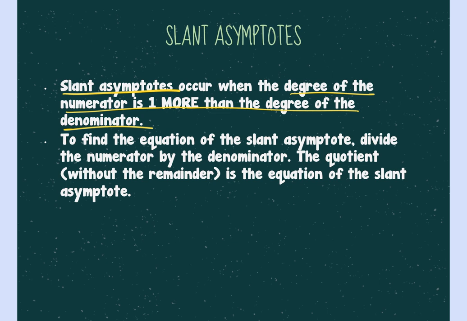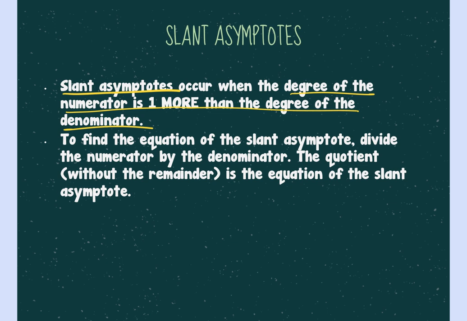If you remember yesterday, we said if the exponent in the top is bigger than the bottom, there's no horizontal asymptote, right? Which means a horizontal and a slant cannot coexist. You can have one or the other or neither, but you cannot have both.